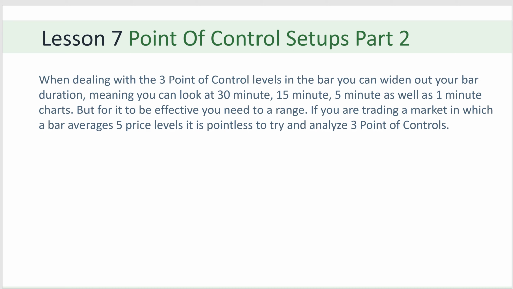Now, when dealing with 3 point of control levels in the bar, you need to widen out your bar duration. You can look at longer durations, 30 minutes, 15 minutes, 5 minutes, as well as 1 minute on markets that are volatile. But you need a range for it to be effective. If you're trading a market that's got a very tight range, there's no point in using it, because if you're trading a 5-range bar and looking at 3 point of controls, half the bar is point of controls. If you're looking at a 4-range bar, 3 of the 5 price levels are going to be point of controls. It's pointless. So this is one that you can widen out your durations on.